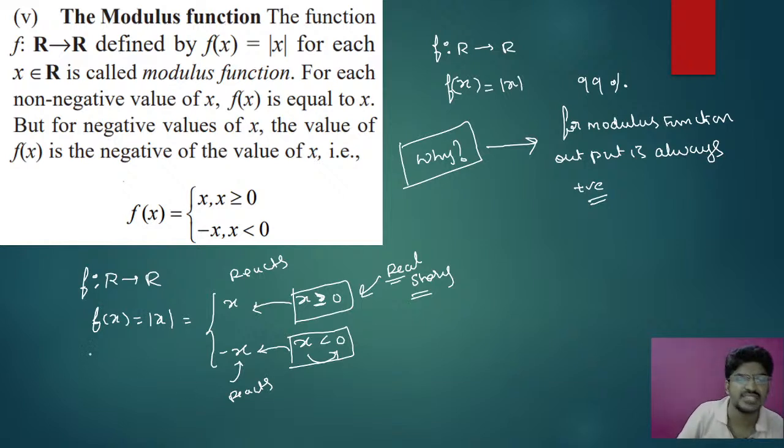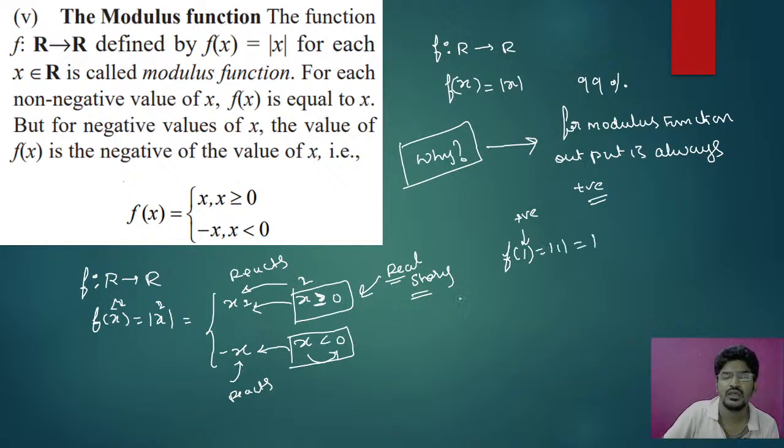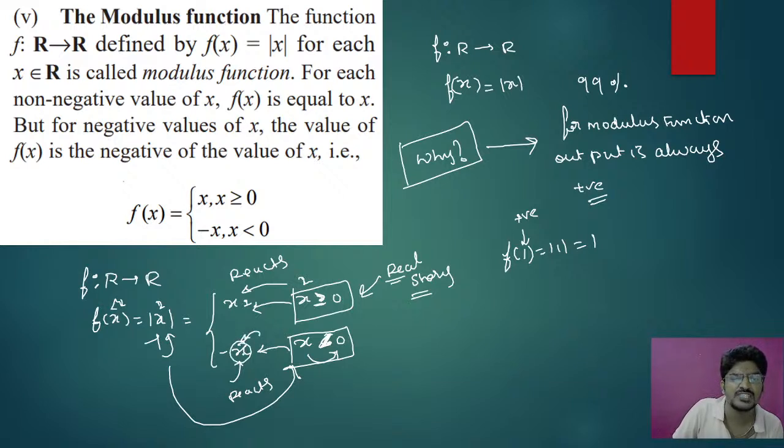Clear? So if I take f of 1, here 1 is positive. If I put 1, mod of 1, it is positive, so the output will be 1. So mod 1 will be 1. But when I put minus 1, it goes to the second phase where x is less than 0. Put the x value. So f of minus 1, mod of minus 1 will be what? Minus x.